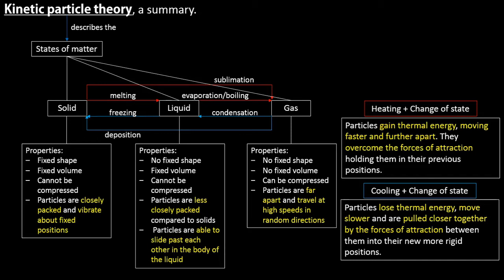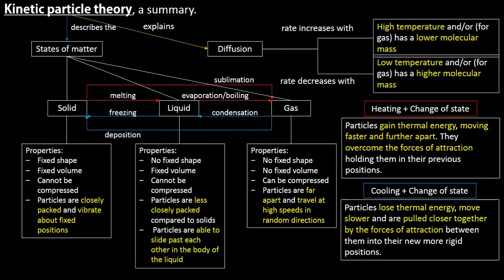So now that we understand what happens when we heat and induce a change of state, and what happens when we cool and induce a change of state, we can now use kinetic particle theory, as it also explains what is diffusion and how the rate of diffusion is affected by temperature and molecular mass. So, the rate of diffusion increases with high temperature, or for diffusion of gases only, has a lower molecular mass. So if a gas has a lower molecular mass, the rate of diffusion of that gas increases.